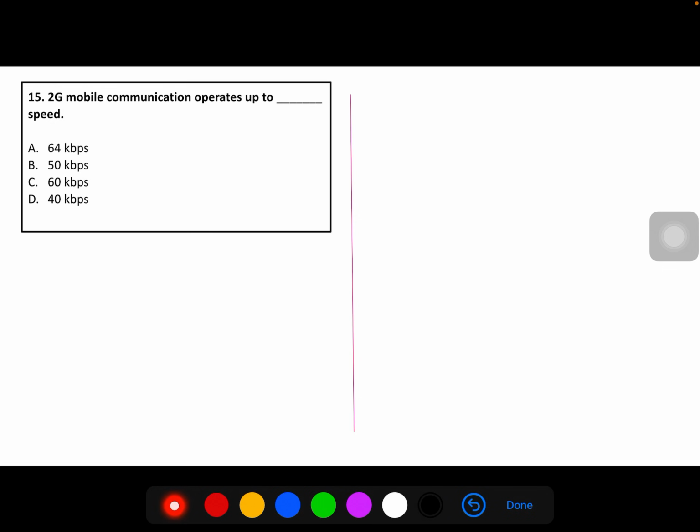Next question. 2G mobile communication operates up to which speed? It is 64 kbps. We have to remember it. It is 64 kbps. Correct option is A.